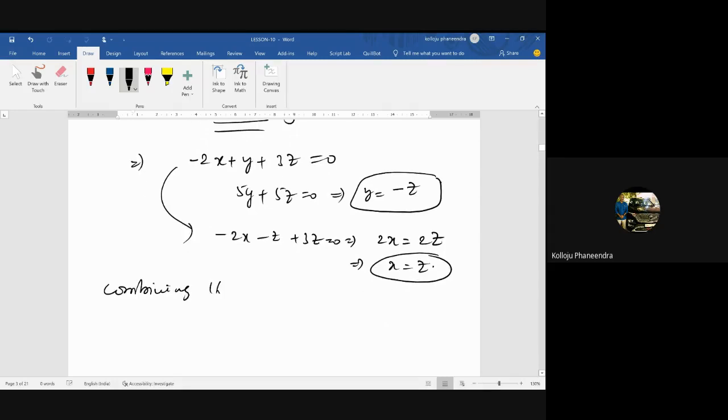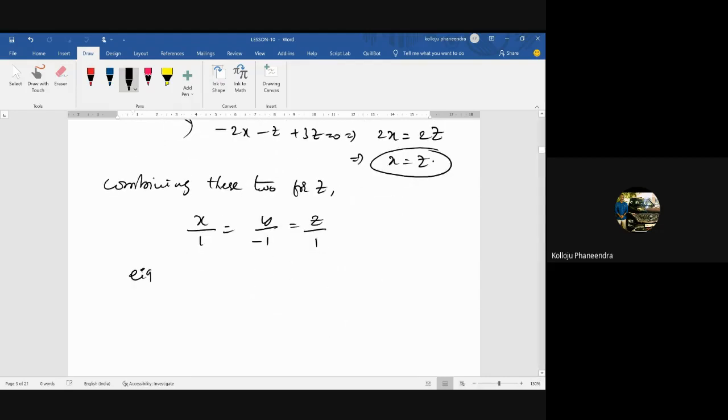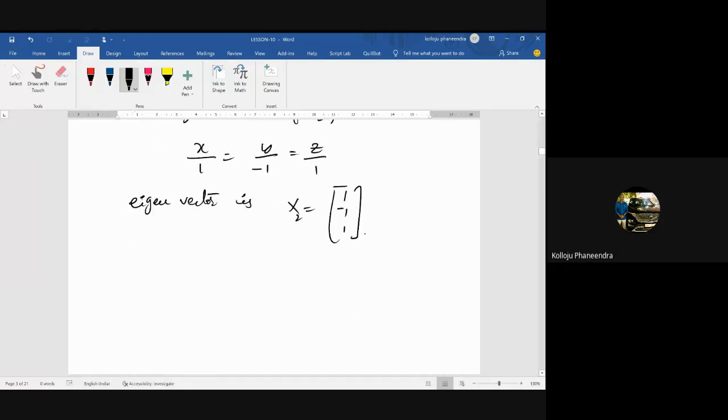Combining these two for z, what I'm getting is x by 1 as well, then y by minus 1 you will get z by 1. Take this minus sign this side. That is z equal to... Therefore, the second eigenvector x2 equal to 1, minus 1, 1. The second is also over. Now coming to the third one.